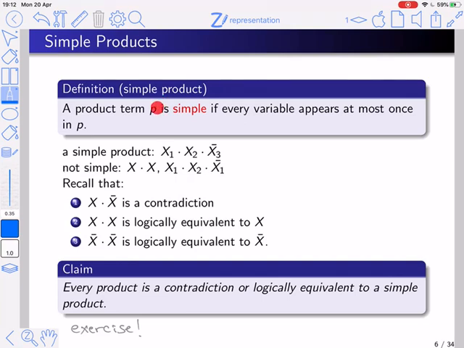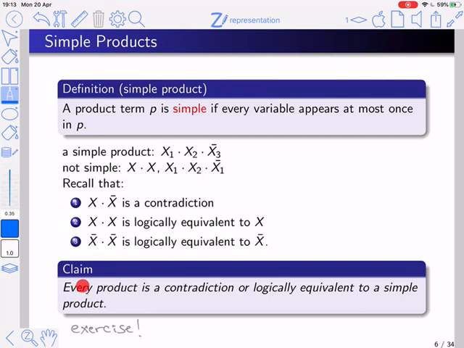We say that a product is simple if every variable appears at most once in P. So an example of a simple product would be x1 and x2 and not x3. Examples of two not simple products are x and x, where x appears twice, and x1 and x2 and not x1, where x1 appears twice, once without negation, once with negation. Now, recall that x and not x is a contradiction, namely it is never satisfied. x and x is logically equivalent to x, and not x and not x is also logically equivalent to not x.